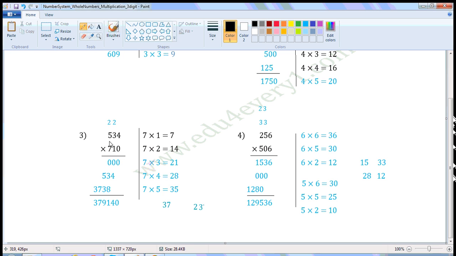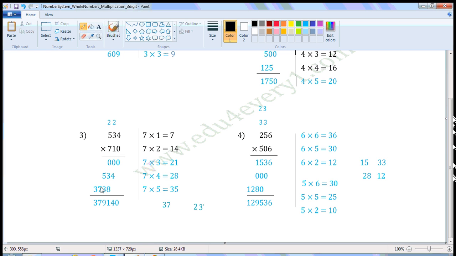Now we have to multiply 7 with 5. 7 into 5 is 35. Add the carry 2 to it. 35 plus 2 is 37. So write 37 in the upper. Now there is no digit here to put the carry over. So take this 37 and write it before 3. Now the multiplication part is over.